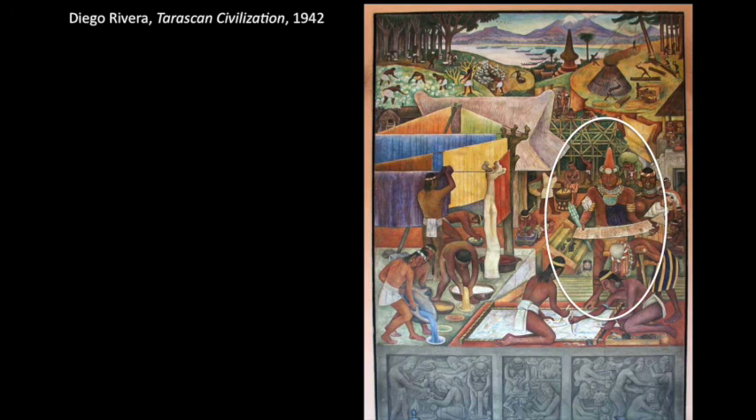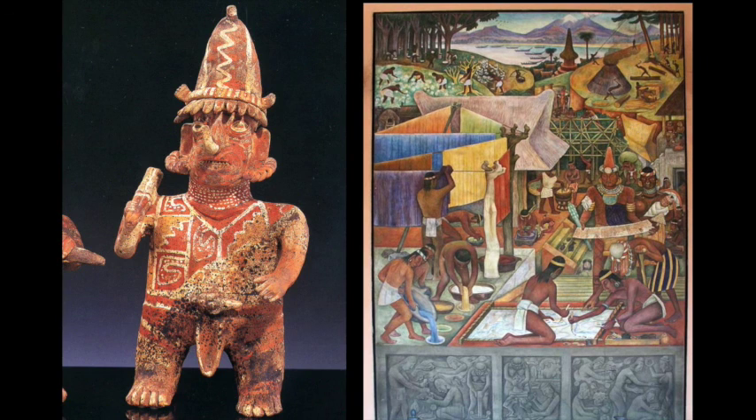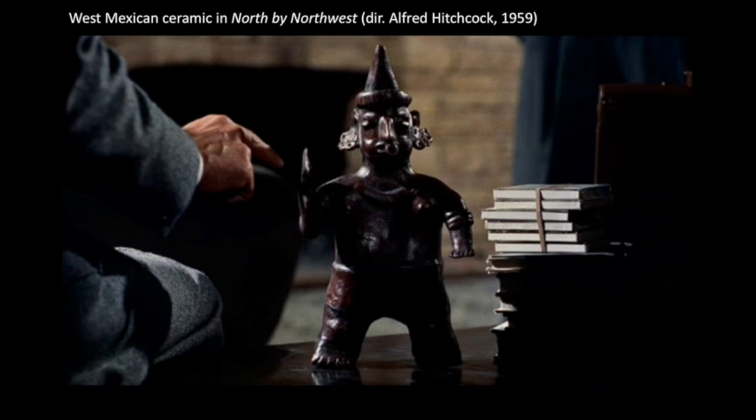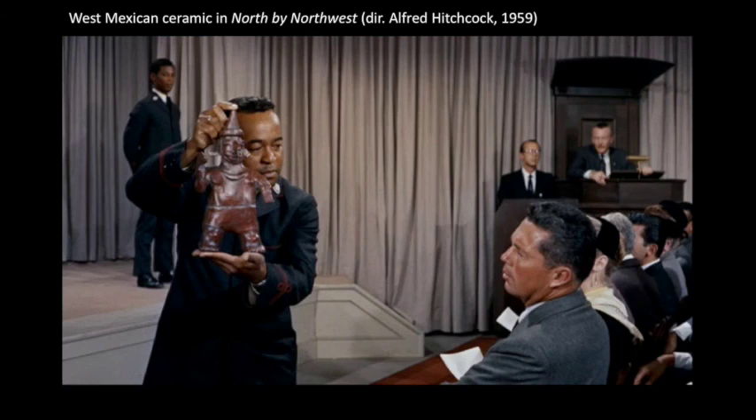On your right, a native leader wears a conical headdress, holds a mace, and consults a codex. He's clearly based on West Mexican effigies such as this one. In addition to the conical headdress and weapon, both figures have multiply pierced ears. The mid-20th century fashion for West Mexican ceramics helps explain why one warrior figure plays a key role in the plot of Alfred Hitchcock's 1959 thriller, North by Northwest.